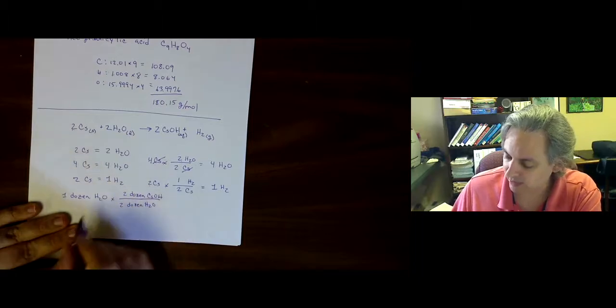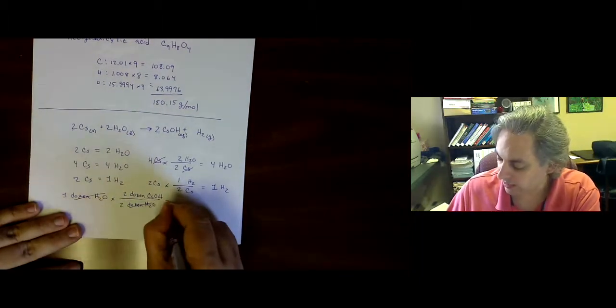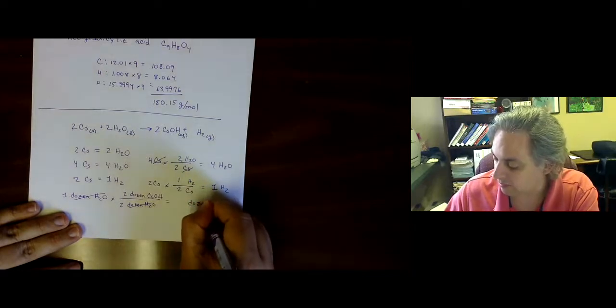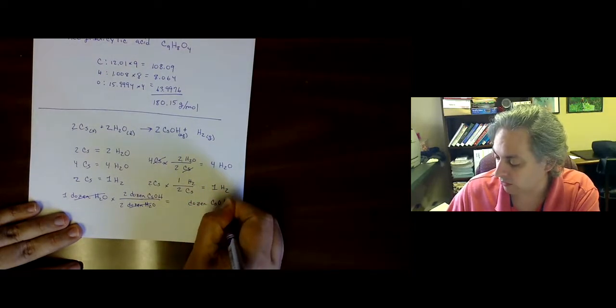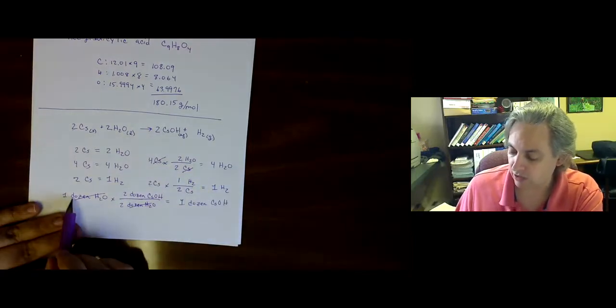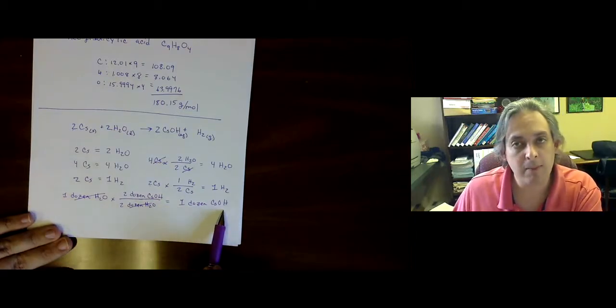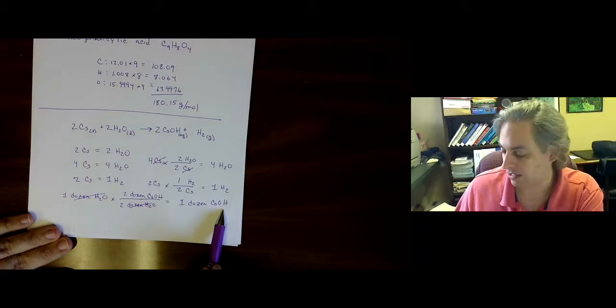And so by doing that, we can cancel out the dozen water molecules to give us the dozen cesium hydroxide, which is what we want to find. And so then we have 1 times 2 divided by 2, which is 1. So if we have 1 dozen water molecules, we will end up making 1 dozen cesium hydroxide.